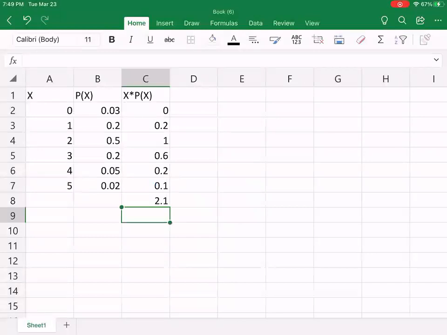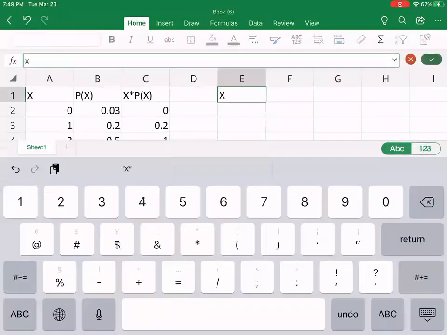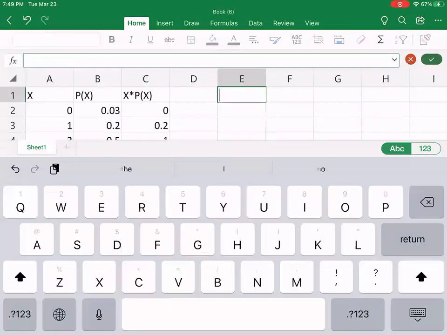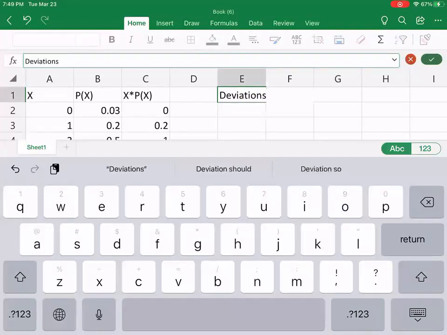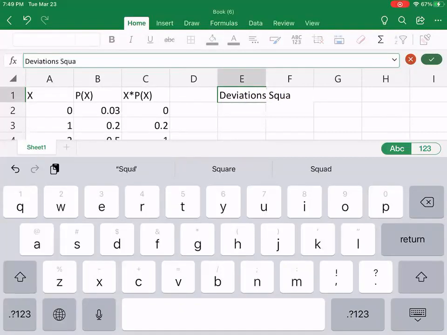So the first thing I'm going to do is calculate my deviations. By that I mean I'm going to calculate every x minus the mean. So this first column is going to be x minus 2.1. I'm actually going to just square that. I'm going to call that column deviations, deviation squared.